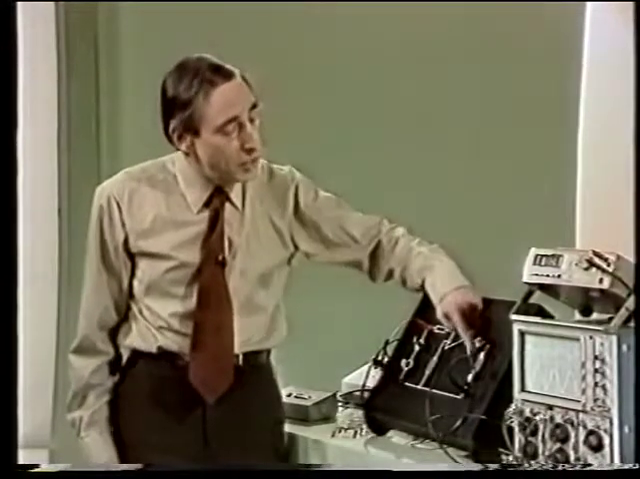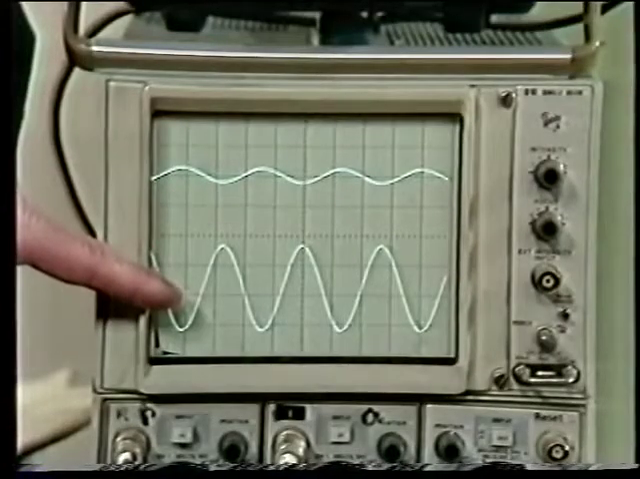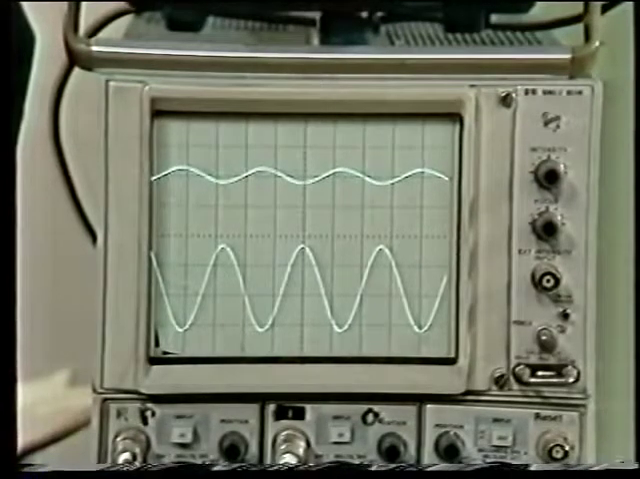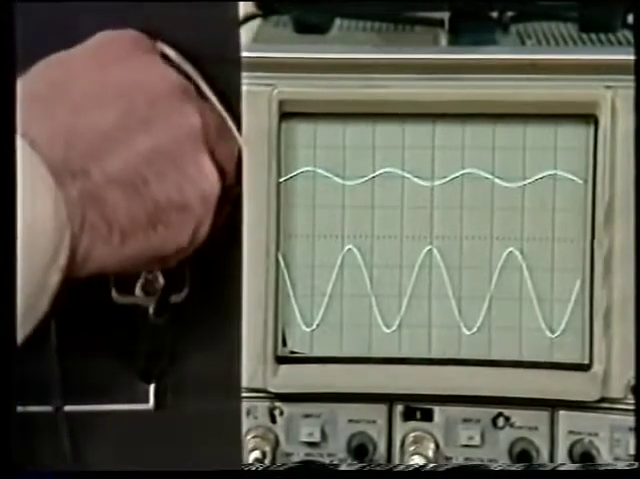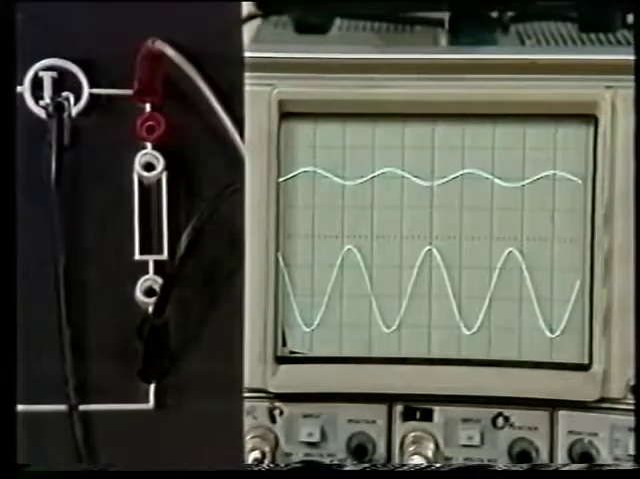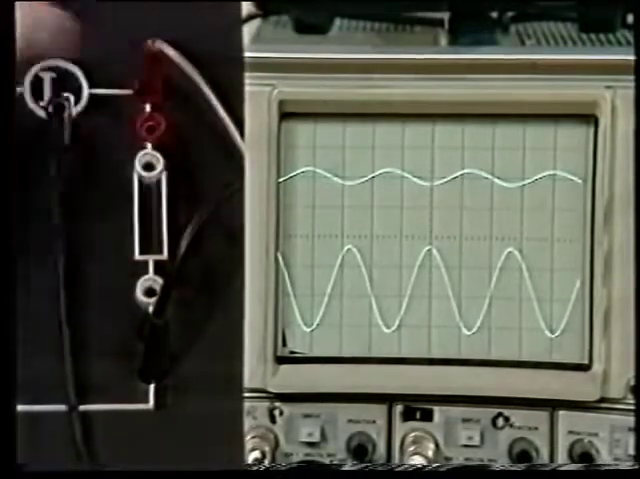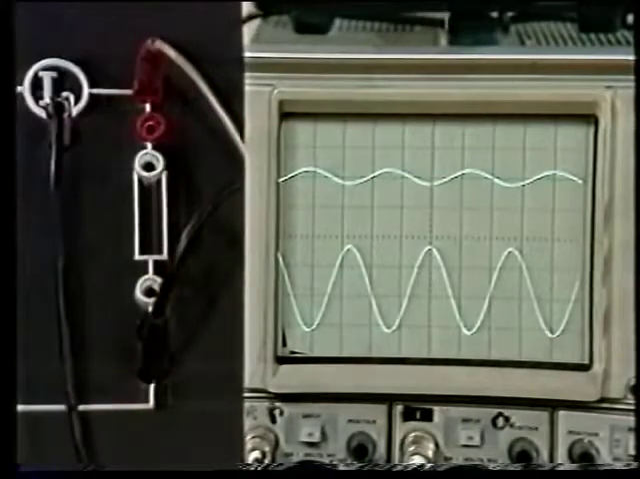At present, there is no load, so the output's open circuit. The input voltage is shown on this trace, and the output voltage on this one. The voltage gain is the ratio of these traces, so the gain will change if one of the traces changes. I'll plug in a 10 kilo ohm resistor. Well, the traces don't change. I'll try 1 kilo ohm. No change. 100 ohms. Still no change.